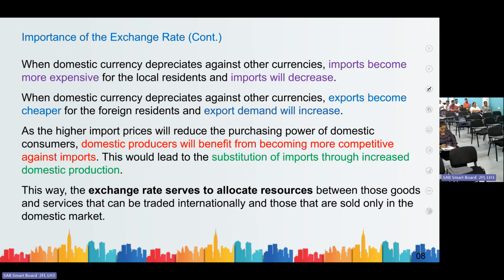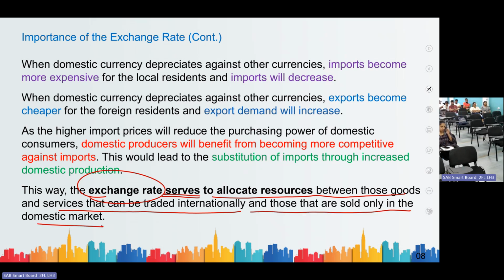Therefore, the exchange rate serves as a signal to allocate resources between those goods and services that can be traded internationally and those sold only in the domestic market. So because of this domestic currency depreciation, one thing happened. What is it?